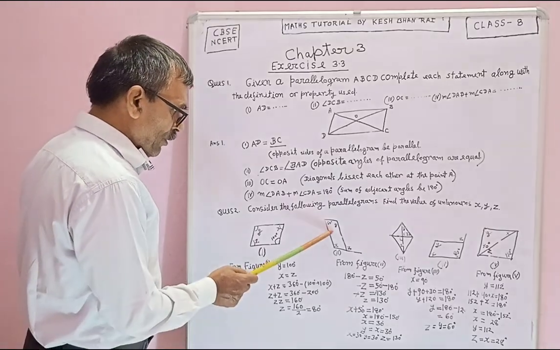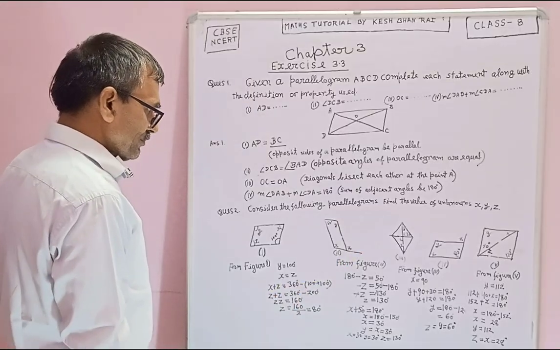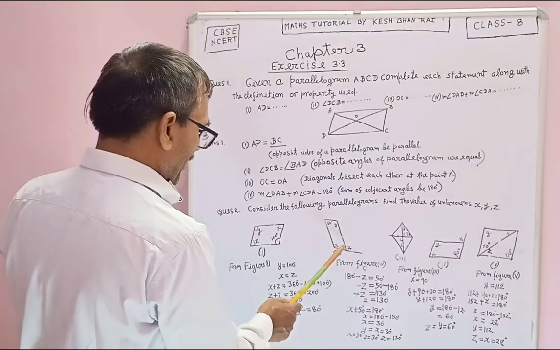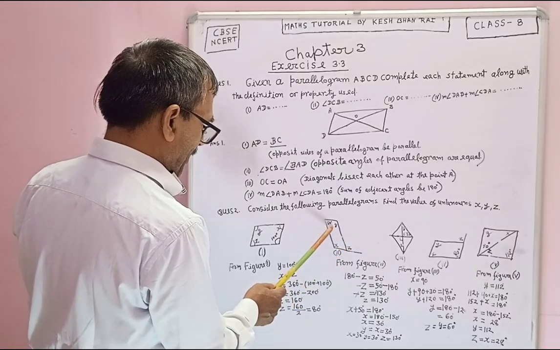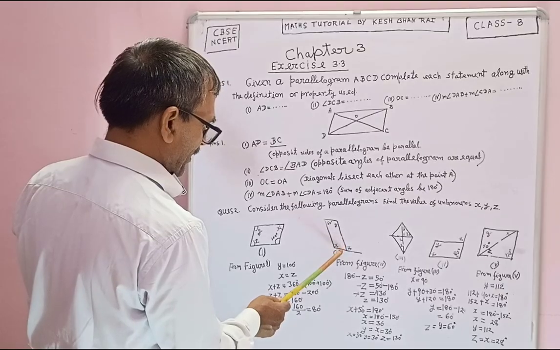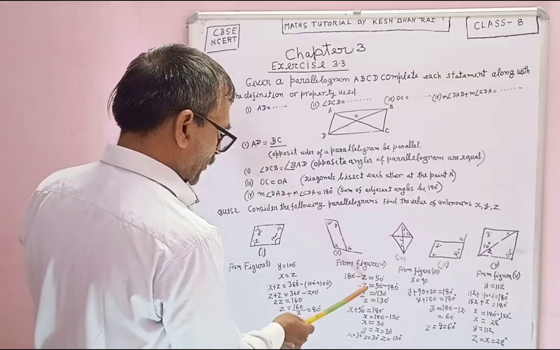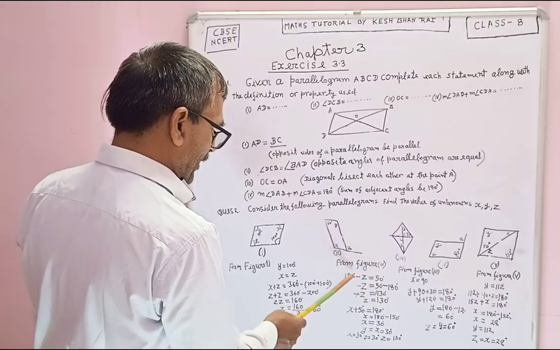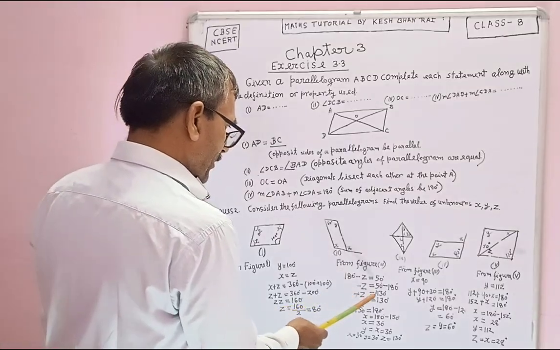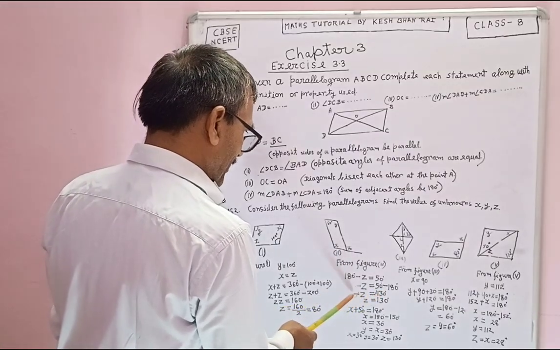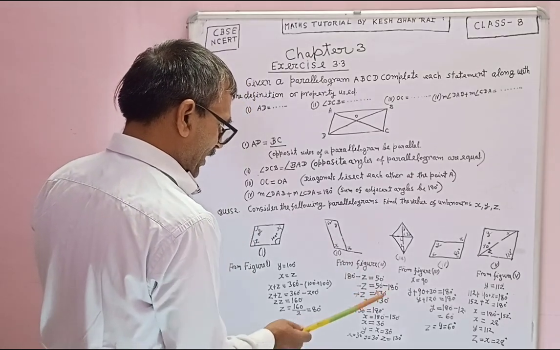In the second parallelogram, from the second figure, 180 minus z is equal to 50 degrees. Therefore minus z is equal to 50 minus 180, that is minus 130. Minus z is equal to minus 130. z is equal to 130.